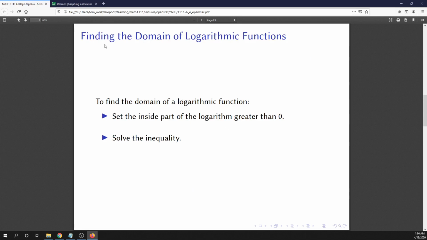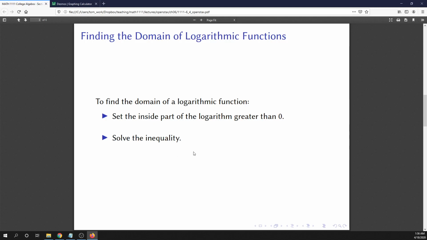So next up, what I want to talk about is finding the domain of other logarithmic functions. These logarithmic functions are basically transformations of the original logarithm graphs. They show up pretty frequently when we talk about solving logarithmic equations. So in order to find the domain of a transformation of a logarithmic function, what you would do is set the inside part of the logarithm greater than 0 and then solve that inequality.